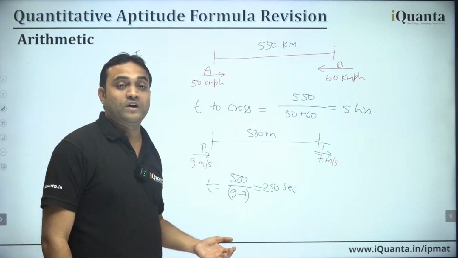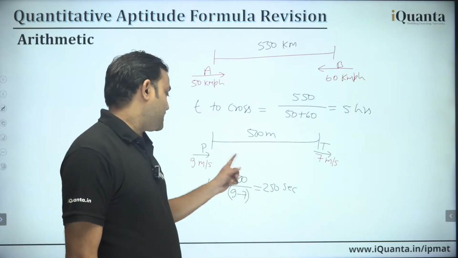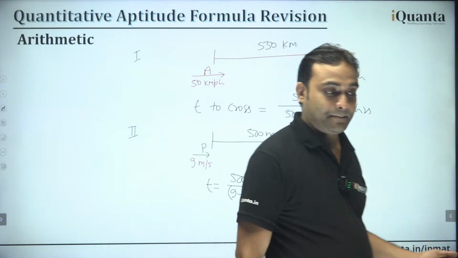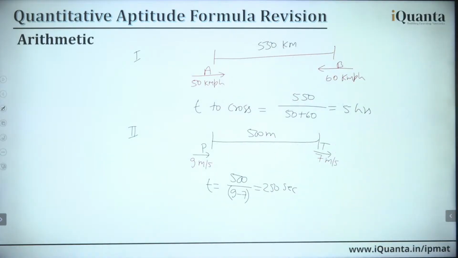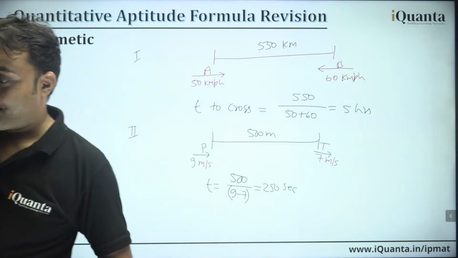Or if you need to find the total distance covered by the police, 250 into 9, which is equal to 2250 meters. So this is how the relative speed formulae work here. Okay.